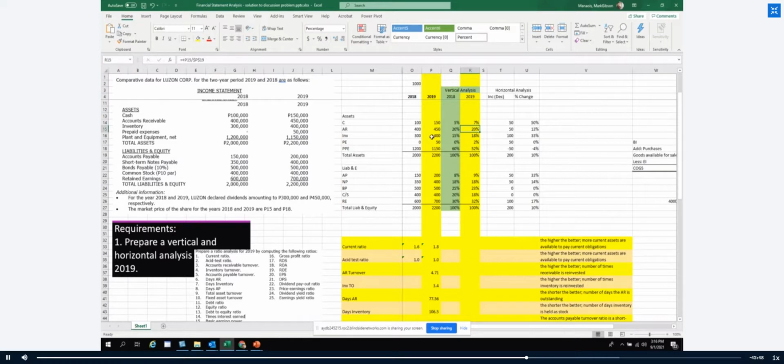And then your inventory of 400 divided by 2,200,000. That's 18%. Your prepaid expenses of 50 divided by 2,200,000. So that's 2%. And finally, your property, plant, and equipment of 1,150,000 divided by 2,200,000. So that's equivalent to 52%. So meaning, class, out of the total asset, 52% of it is coming from your property, plant, and equipment.